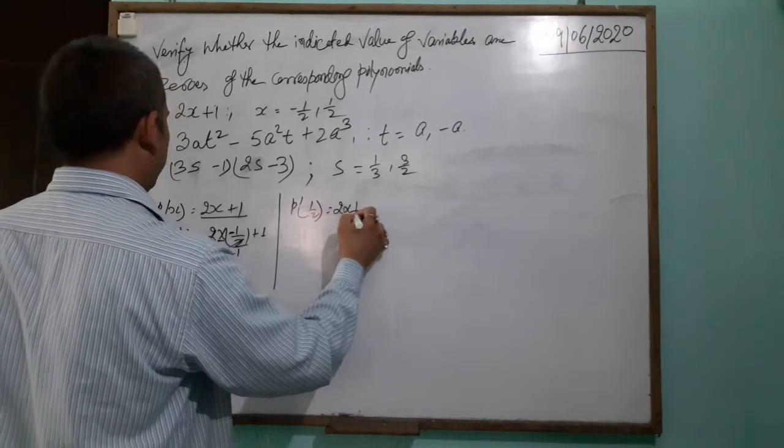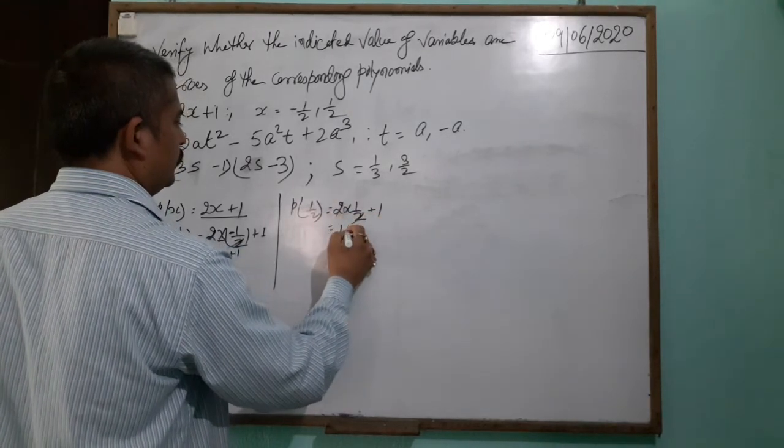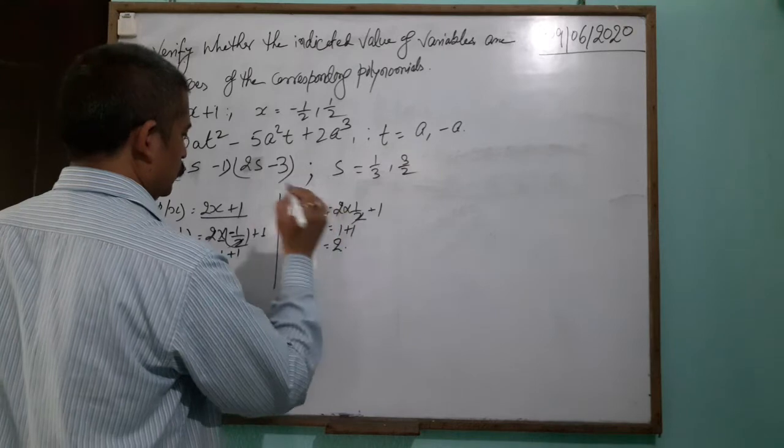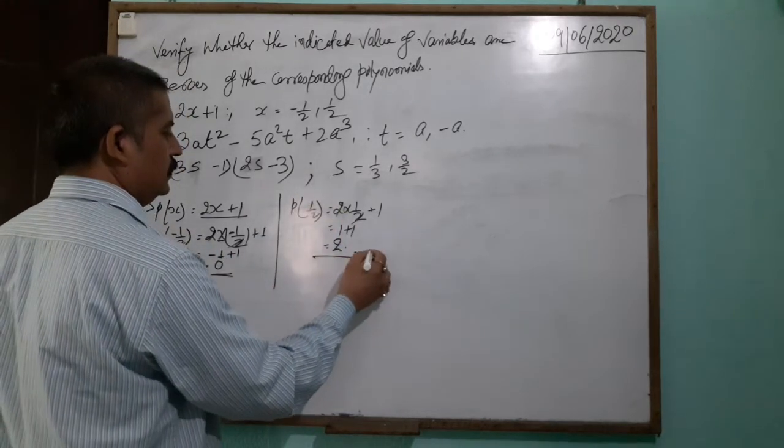2 into 1 by 2 plus 1, 1 plus 1 is equal to 2. So that is not a zero.